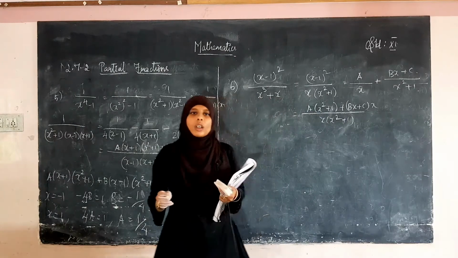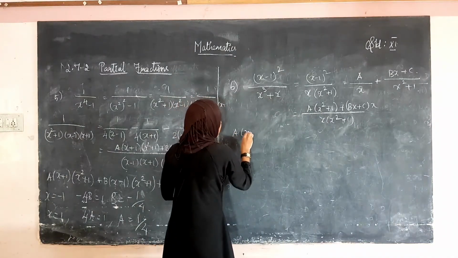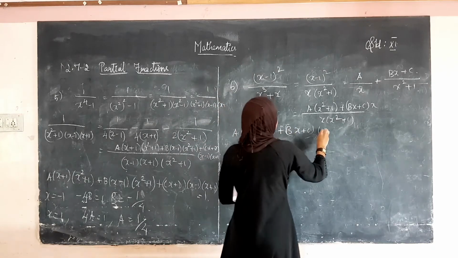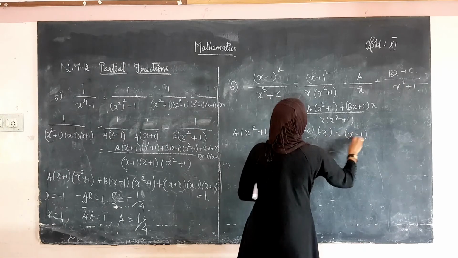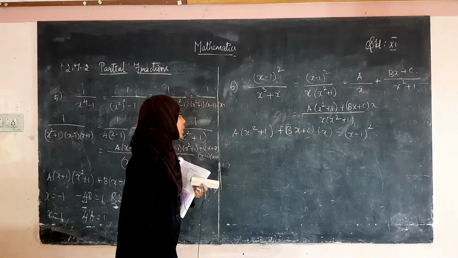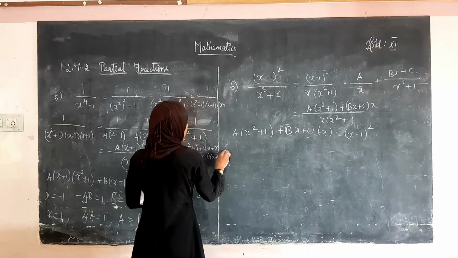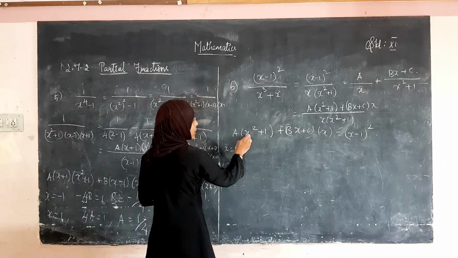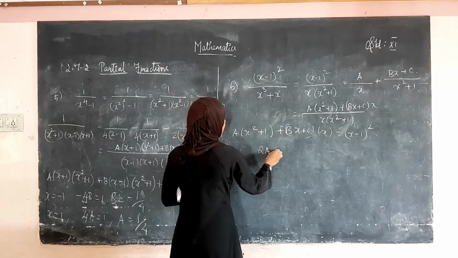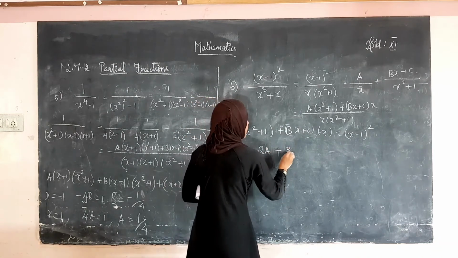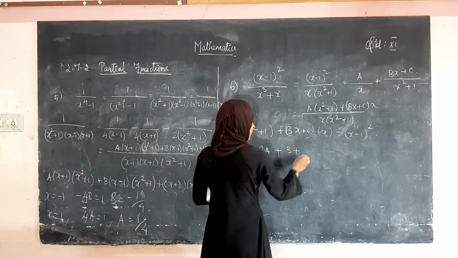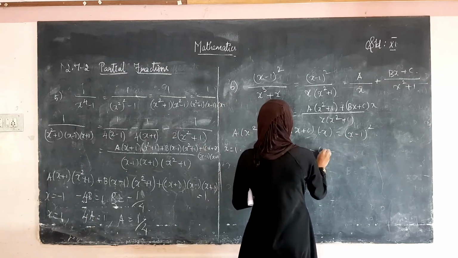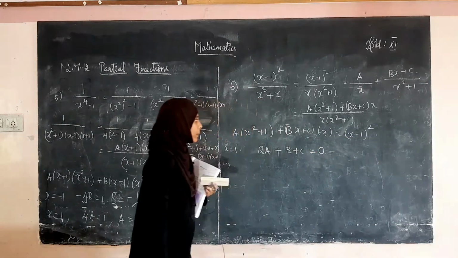Okay, now we have to equate the numerators alone. So a into x square plus 1 plus bx plus c into x is equal to x minus 1 the whole square. Now substitute the value x is equal to 1. What happens? 1 plus 1 is 2, 2a plus b into 1 is b plus c into 1. So b plus c is equal to 1 minus 1, it becomes 0. 2a plus b plus c is equal to 0.